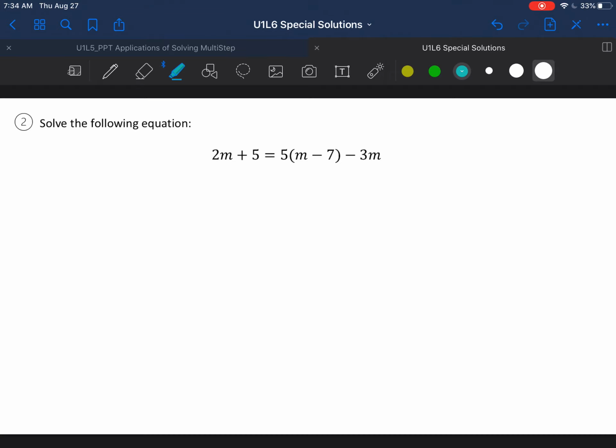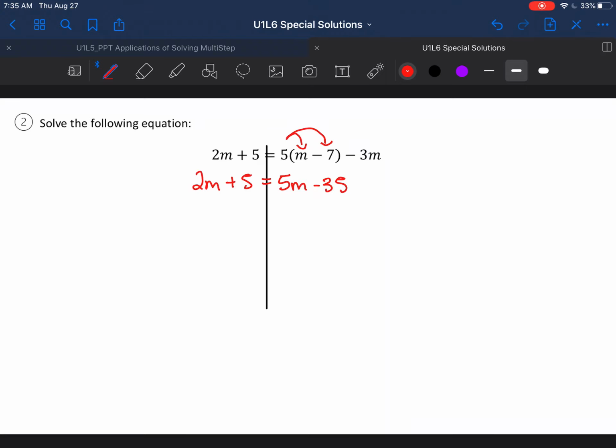Let's see example 2 now. If we were to solve this example, again, I would start by distributing as needed, and we see that we are left with 2m plus 5 on the left, and on the right 5m minus 35, because we're multiplying when we distribute, minus 3m. If we go ahead and combine our like terms, I get 2m plus 5, because nothing combines over there, but we get 5m minus 3m, so that's going to be another 2m, and then minus 35.